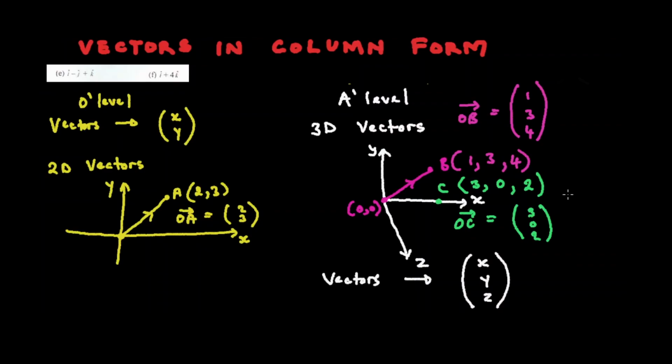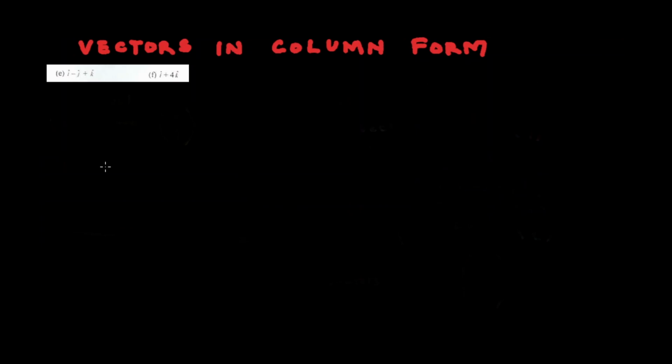Let us now look at our 2 questions. So you are going to allow me to remove that which we were doing. So my questions are now kuda kuti convert those vectors which are written in that linear form into column form. So if we start with E, saka E yakati I minus J plus K.